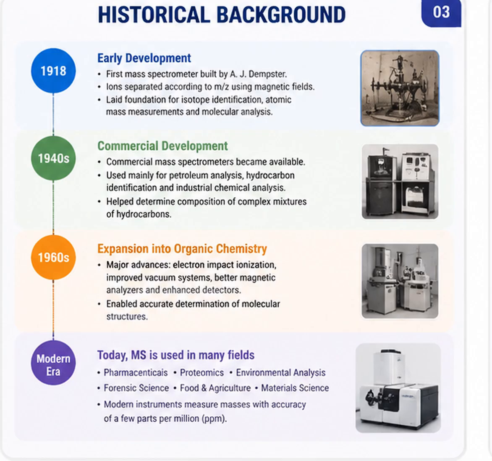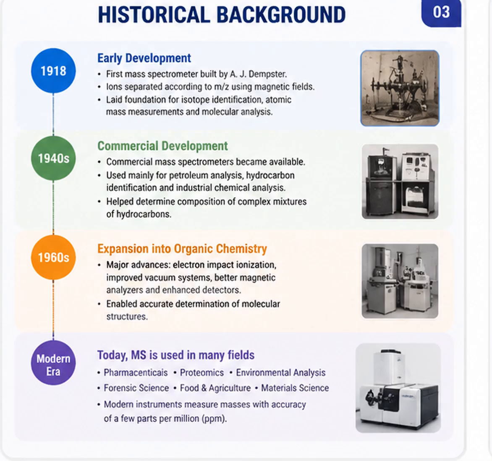During the 1940s, mass spectrometry entered the stage of commercial development. Commercial instruments became available and were primarily used in the petroleum industry for hydrocarbon identification and industrial chemical analysis. These instruments helped scientists determine the composition of complex hydrocarbon mixtures more efficiently.